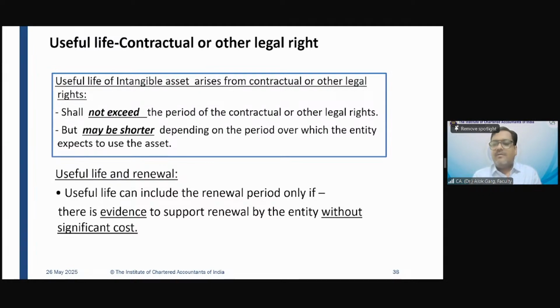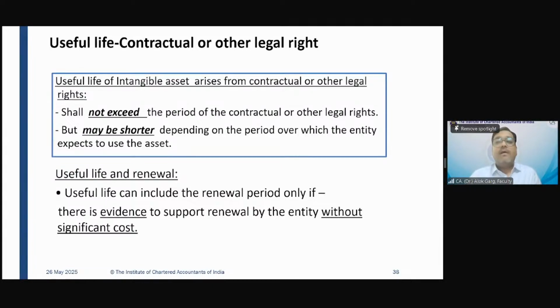No. Why? Because the denominator is not there. How will you amortize? So in that case, the standard says that when the life is indefinite, you are not able to amortize, but you will check for impairment losses. You will do the impairment testing at least once every year. And you will also evaluate whether the indefinite life becomes a finite life or not.